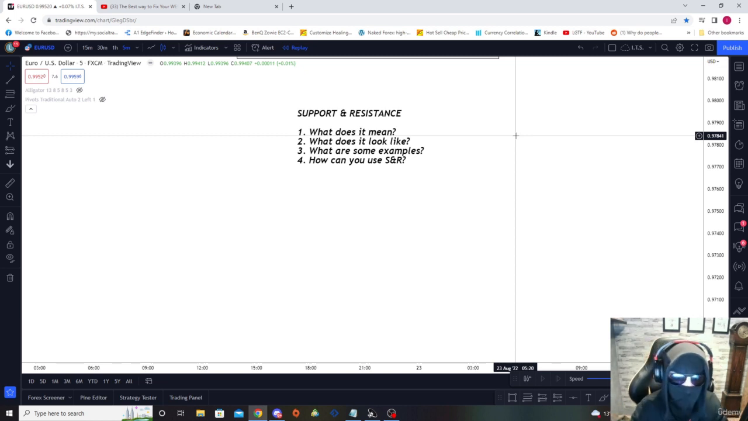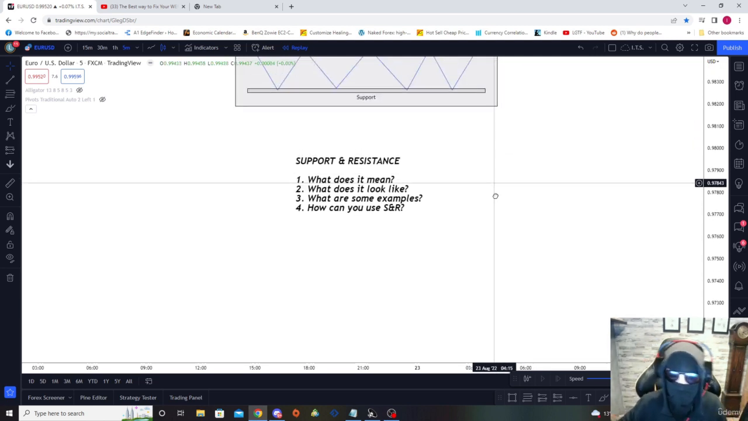So, support and resistance, what does it mean? Support and resistance is simply this: when price bounces off support, it goes upwards. When price bounces off resistance, it goes downwards. They're just zones. The chart works like a pinball machine. It bounces from one zone to another, and those zones are support and resistance zones. They're points of interest.